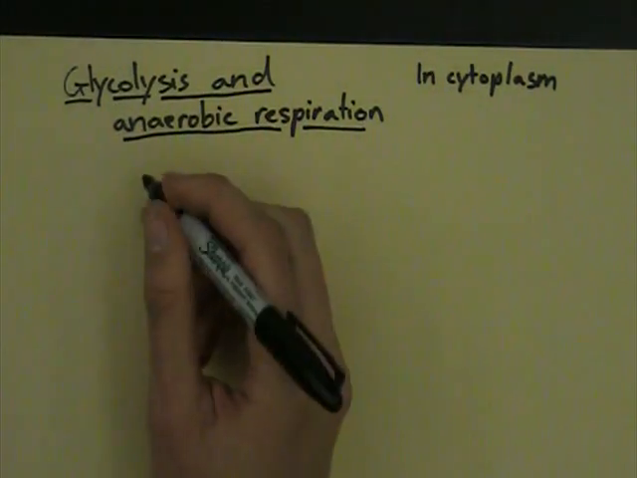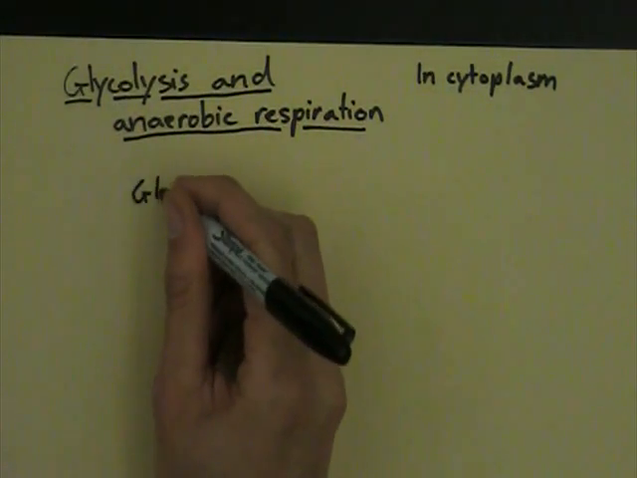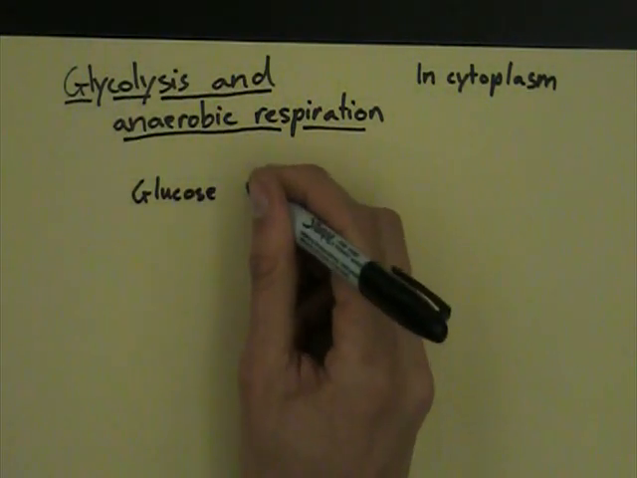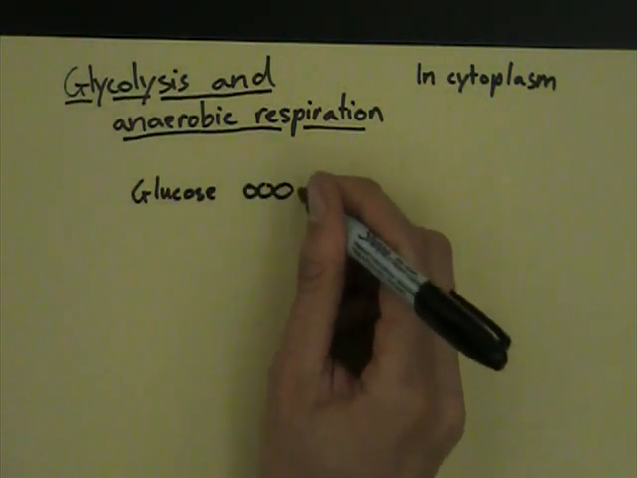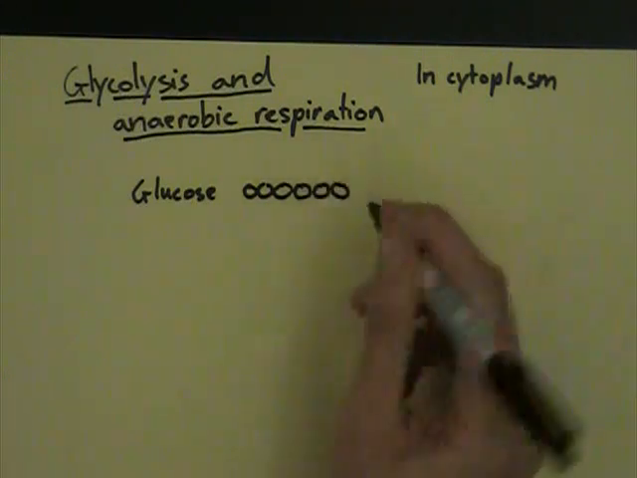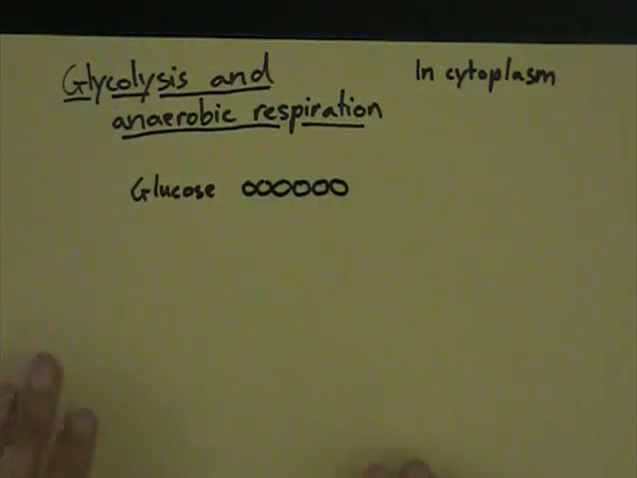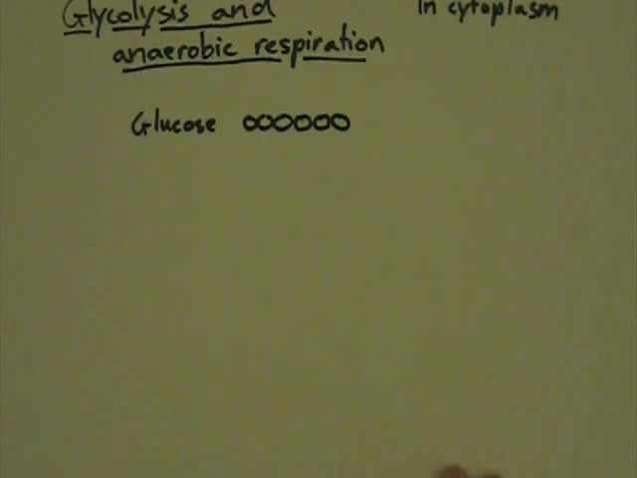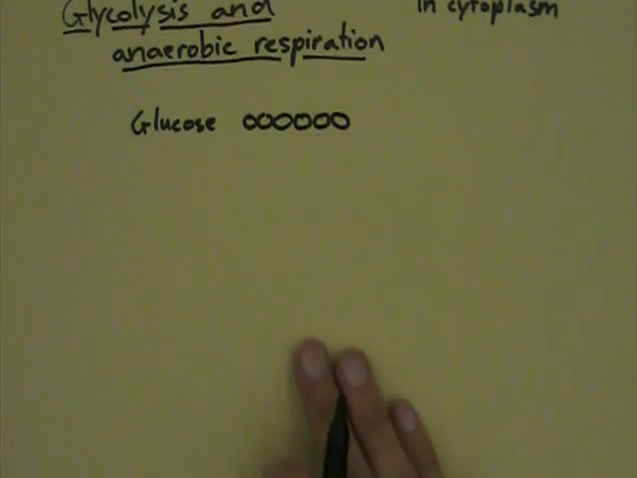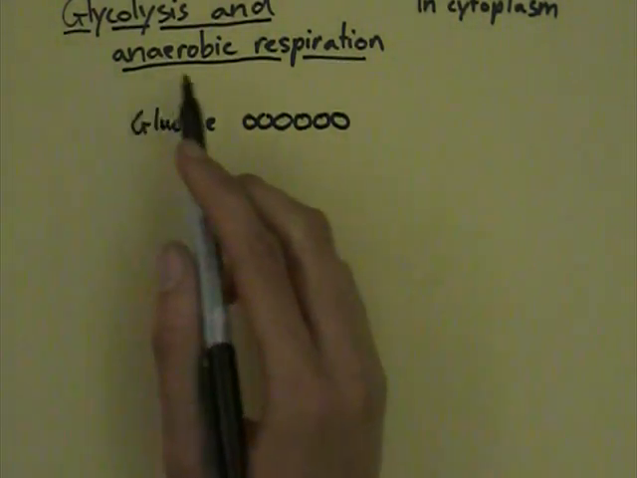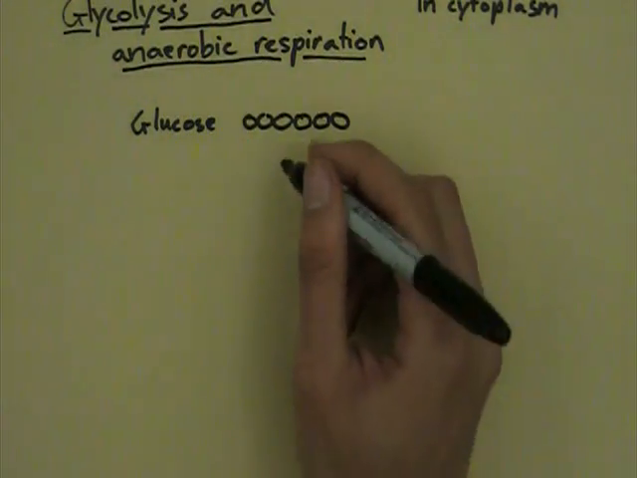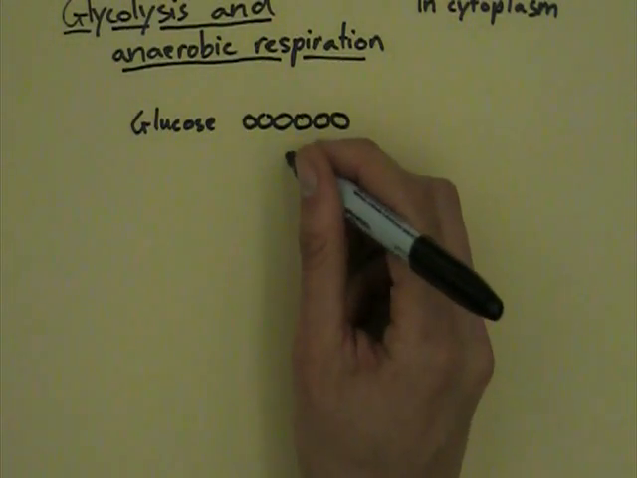We start off with a molecule of every cell's favorite respiratory substrate, glucose. And glucose has got 6 carbons. Now I know glucose is normally shown as a ring. It is a carbon ring. I'm just going to show you 6 in a straight line to help you remember that there's 6 carbons present. Now, the first step in glycolysis is the breakdown of glucose into 2 3-carbon intermediaries.